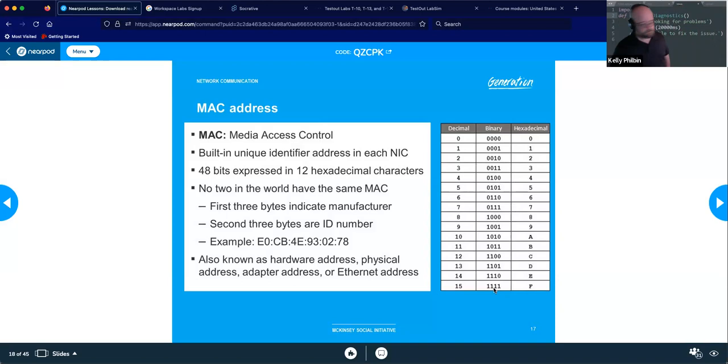But with regards to the MAC address, it is broken up into two chunks. You have the first three right here, which identify the manufacturer of the NIC card. So if it was like Toshiba or something like that, the first three pairs identify the manufacturer. The second three pairs identify that unique MAC address from the manufacturer.